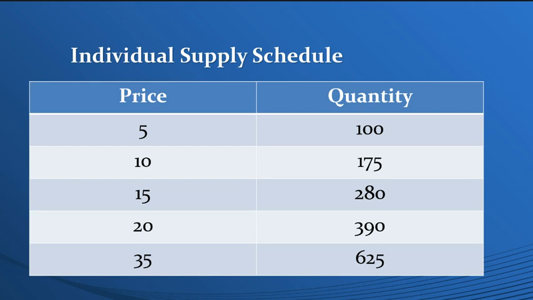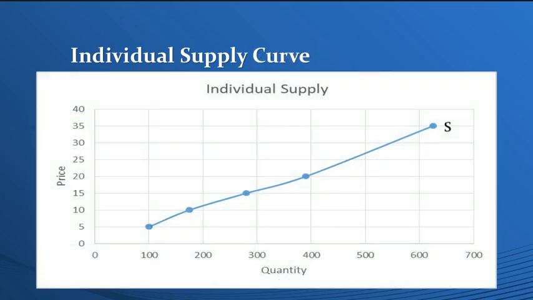And I took this same information and turned it into a curve. You won't find anything different from the curve that was on the schedule. So at 5, they were willing to make 100. You can see that here. And at 35, they were willing to make about 625. And of course, don't mind the S. That's just me labeling a supply curve.